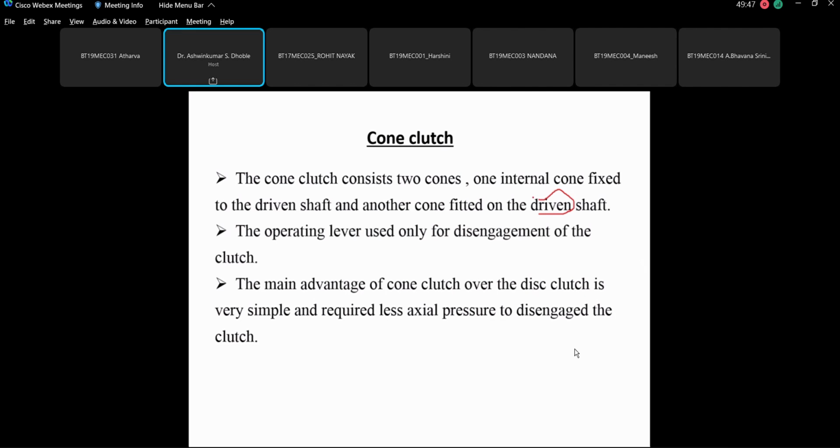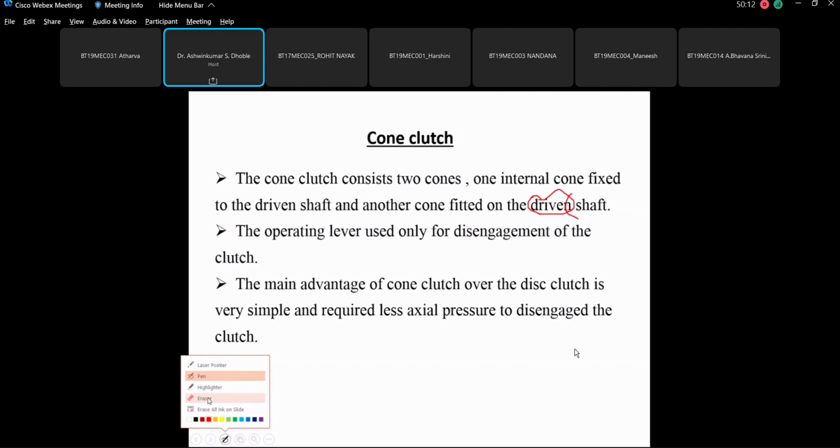Okay, so that is why I am a little bit hesitant in sending the PowerPoint presentation. So whatever PowerPoint presentations I'll be sending to you, please make the appropriate corrections. So this has to be on the drive. The first is on the drive shaft, the other one is on the driven shaft. So please be careful, please correct it. This is a typo mistake.